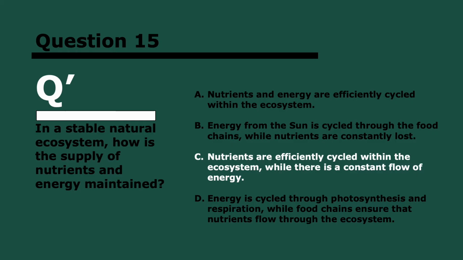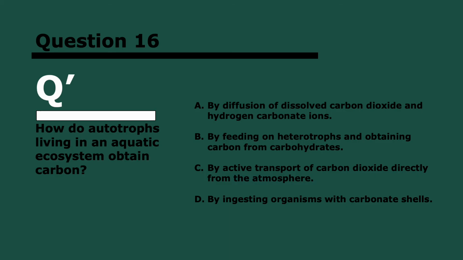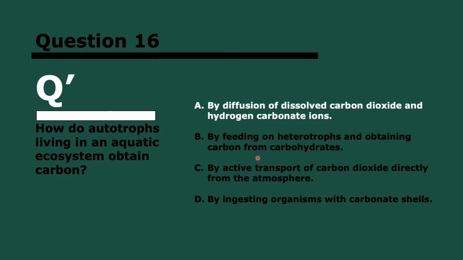Okay. So then question 16, how do autotrophs living in an aquatic ecosystem obtain carbon? Again, 3, 2, and 1. It's A. So, yes, it's dissolved carbon dioxide in the water and hydrogen carbonate ions.